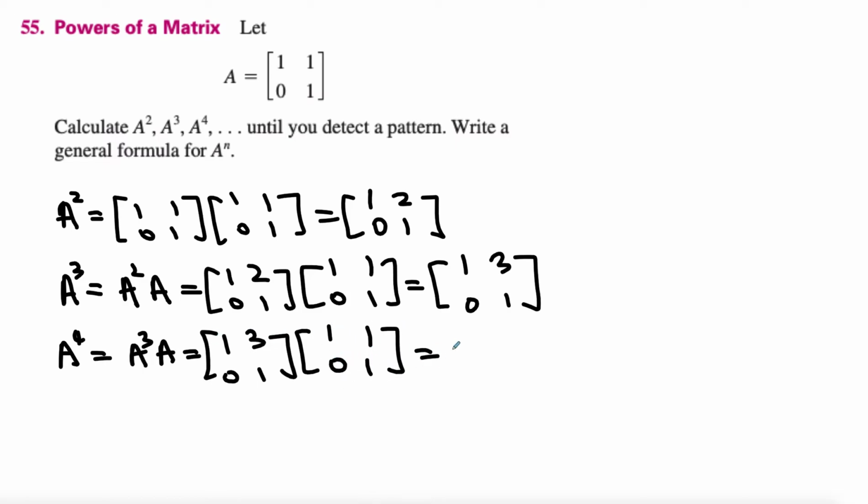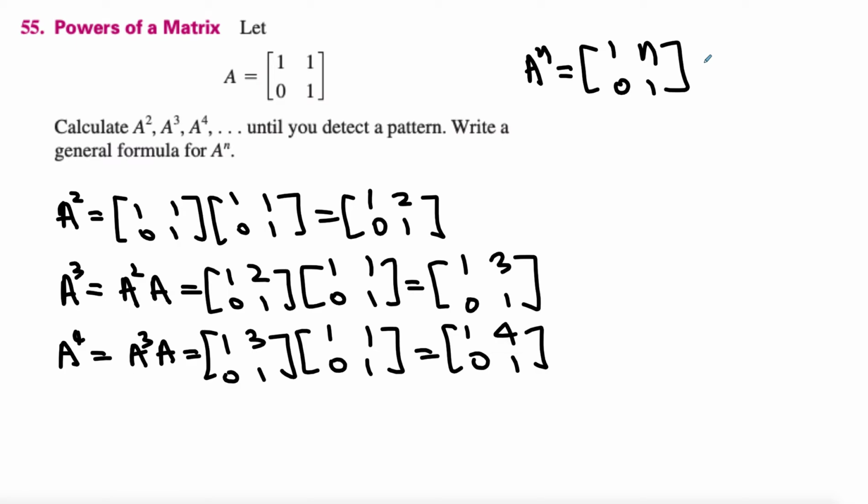So these two multiplied together, we get 1. [1, 3] multiplied by [1, 1], it's equal to 4. Oh, I see. These two multiply together, so we get 0. [0, 1] multiplied by [1, 1], we get 1. So it seems that a sub n in this case is equal to [1, n; 0, 1]. That's what we end up getting. All right, so that's how we can do number 55.